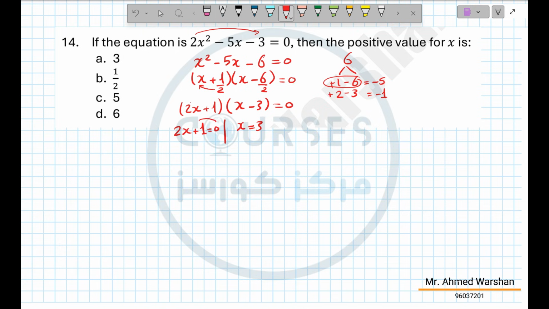2x plus 1 equal to 0. Move this to the other side. So 2x equals negative 1, divided by 2, divided by 2. So x is equal to negative 1 over 2. They want the positive value of x. Clearly, this is the positive one. So the answer is 3.